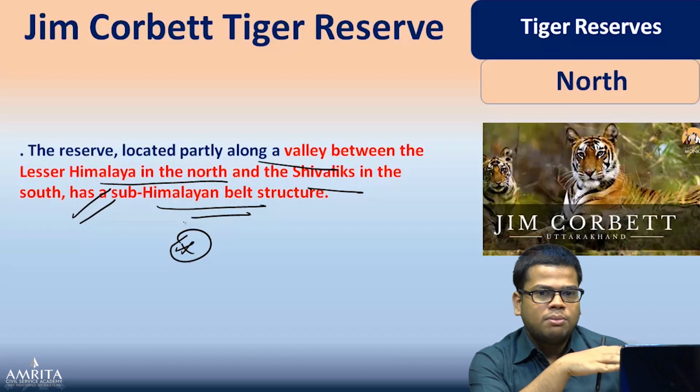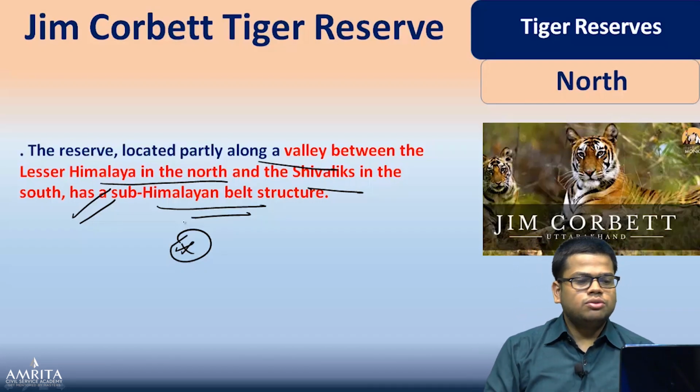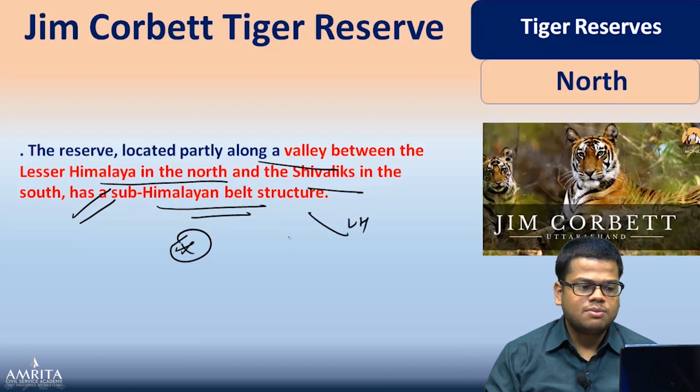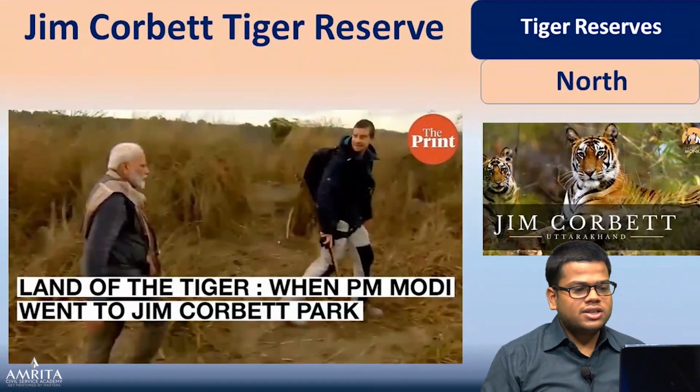We want you to complement it with the static portion. So you can see the location between the Lesser Himalayas in the north and the Shivaliks in the south. Lesser Himalayas and the Shivaliks. So here it is, Jim Corbett. Recently, it has been in the news.